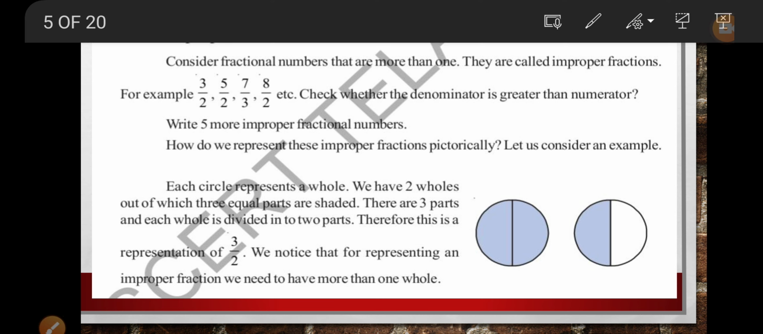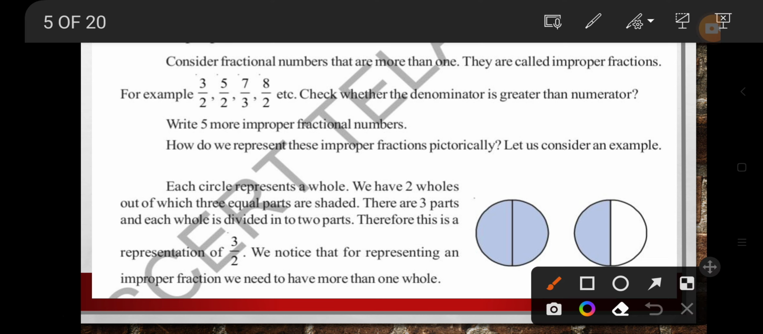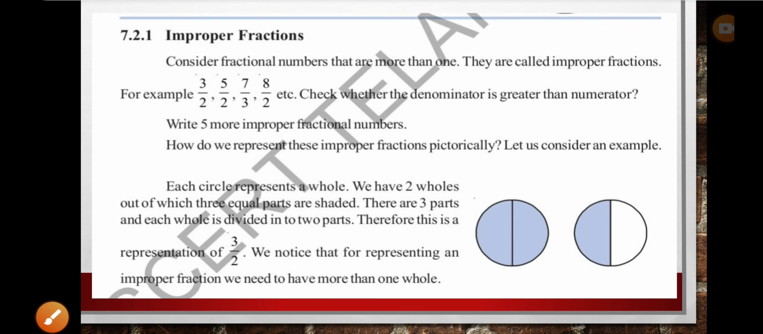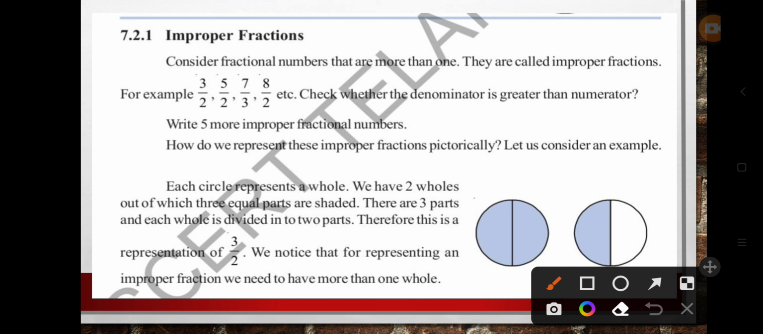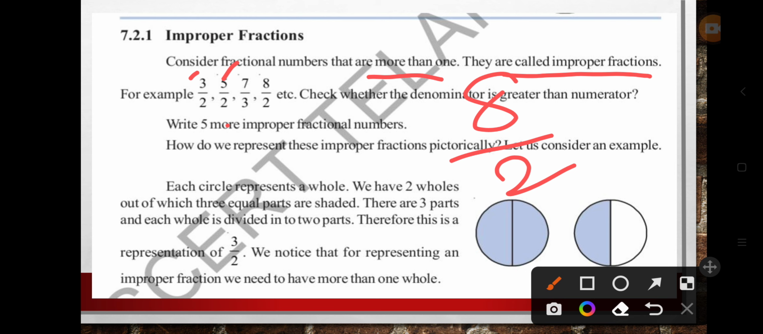Now we will discuss improper fractions. Consider fractions that are more than 1. The value of an improper fraction is always more than 1. They are called improper fractions. Example: see here, 3/2, 5/2, 7/3, 8/2. Check whether the numerator is greater than the denominator. Yes, in an improper fraction the numerator is always greater than the denominator.